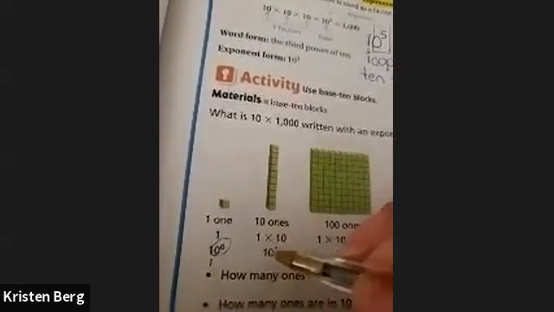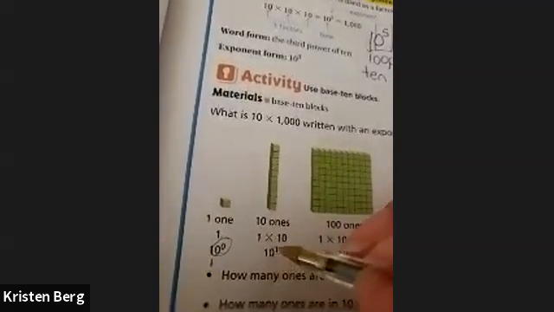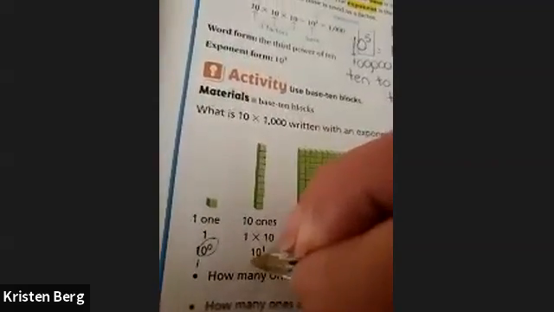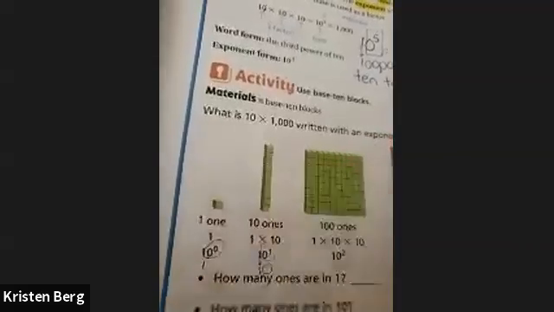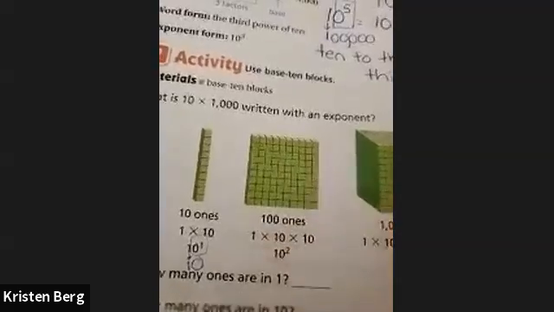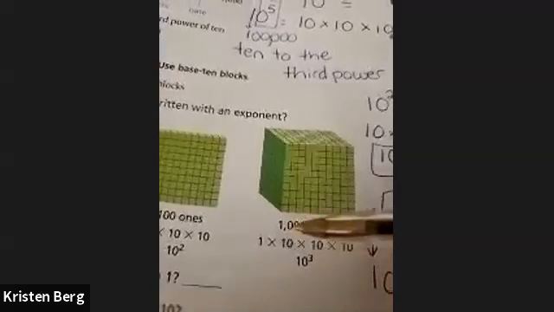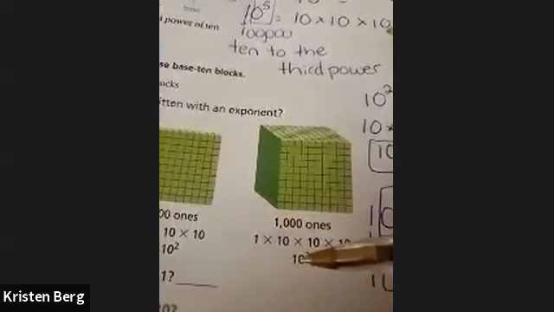Next, they will show you 10 to the 1st power. Well, 10 to the 1st power is a 1 with 1 zero. So it's just like that. Here, 100 can be written as 10 times 10, or you could also do it 10 to the 2nd power, because there is a 1 with 2 zeros. Here is another one. 1,000 can be written as 10 to the 3rd power, because it is a 1 with 3 zeros.